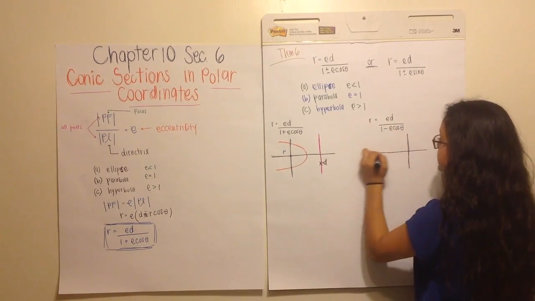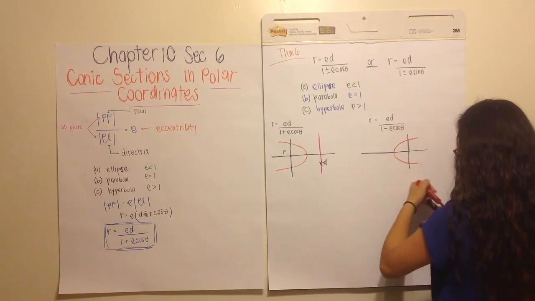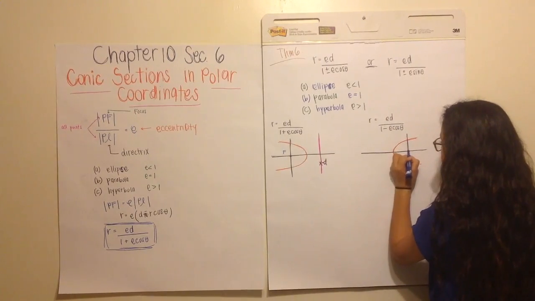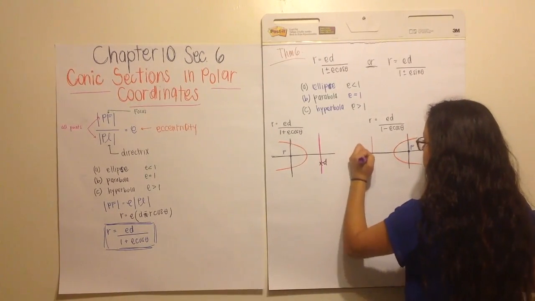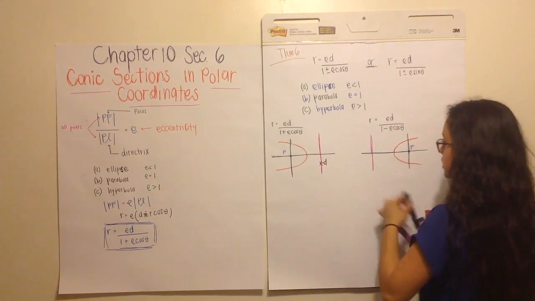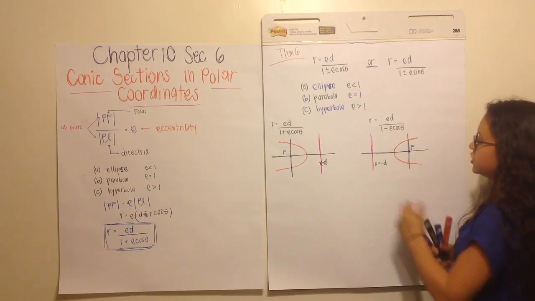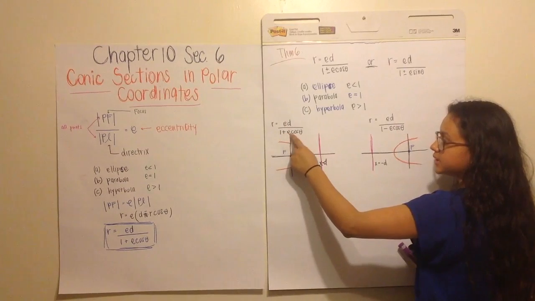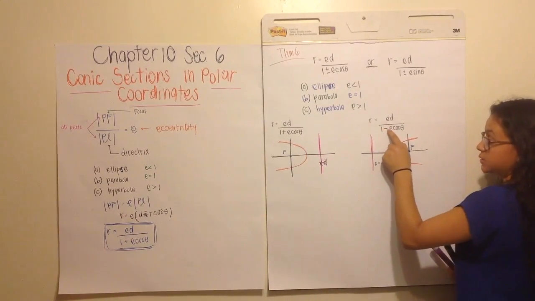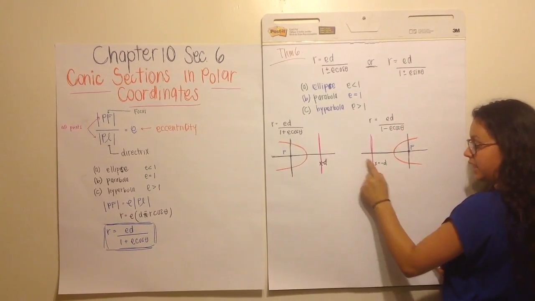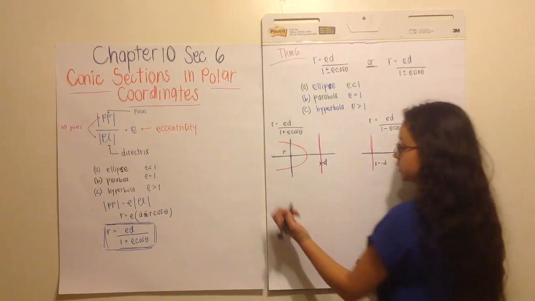And when r equals e times d over 1 minus e cosine theta, our sketch should look like this. This is our focus. This is our directrix, and it would be x equals negative d, since it's on our left side. You'll start seeing the pattern. Since it's plus e cosine theta, our directrix is on the x-axis, on the right side, which means positive. Here it's minus e times cosine theta, so it's on the left side, still on the x-axis, but this time negative.